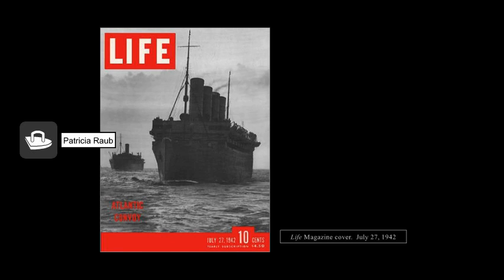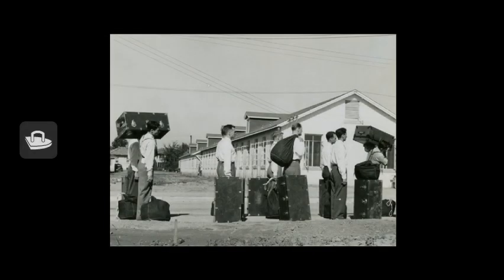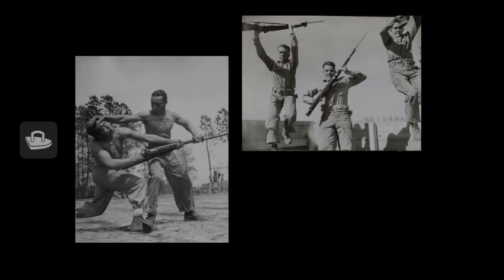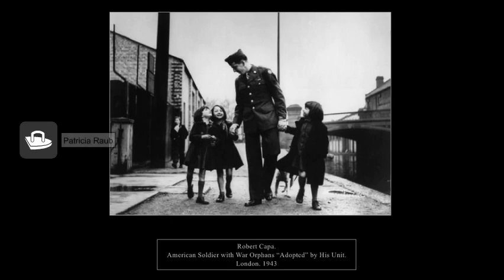The U.S. quickly moved to a wartime footing, increasing the movement of war materials to Britain. Recruiting civilians into the armed forces, as you see here. And training them for combat. The first U.S. soldiers arrived in England in 1942.